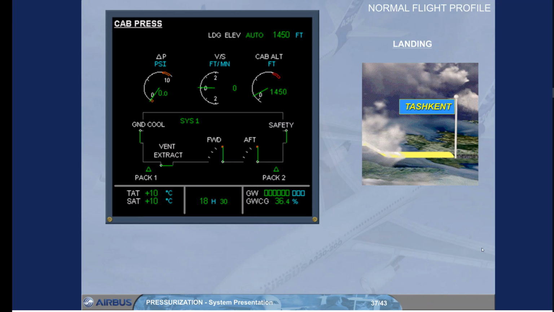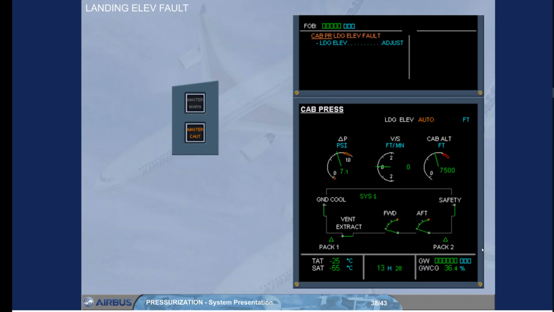Once the outflow valves are fully open, there is an automatic changeover of the system controllers in preparation for the next flight. This happens so that both systems are used equally. Let us now review some failure cases.